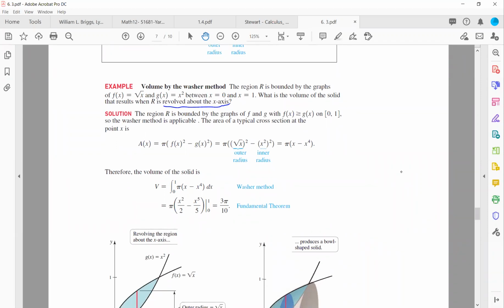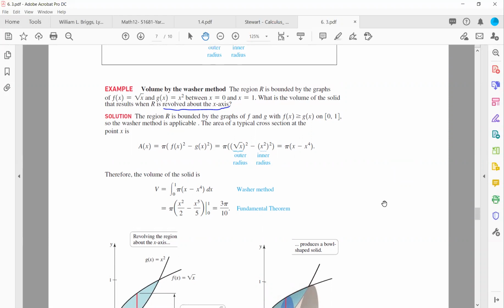Area is equal to pi f of x squared minus g of x squared. So the first function squared, square root of x raised to 2, minus the lower function, x squared, raised to the second power. So you get pi x minus x to the 4th. So this is your area.